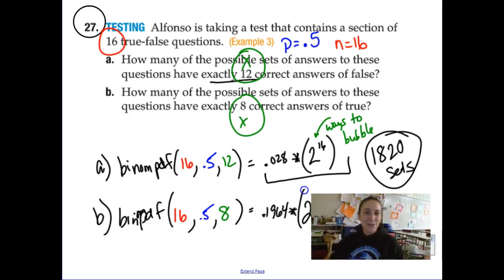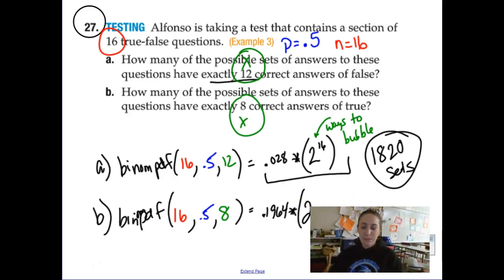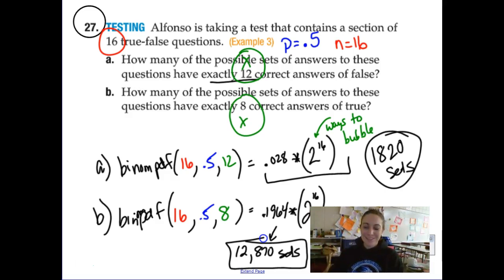And then same thing here, we're going to multiply it by 2 to the 16th power. And when I type this on my calculator, I get 12,870 different sets of answers that we could come up with that have 8 true answers. Yikes. All right, so good luck.